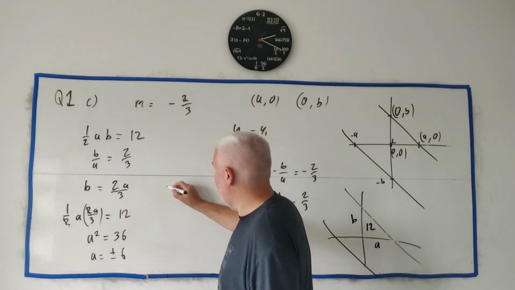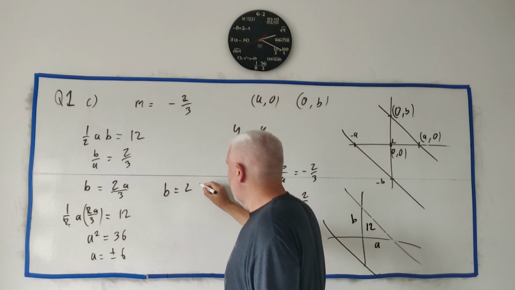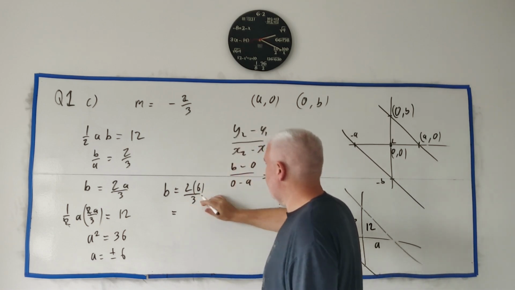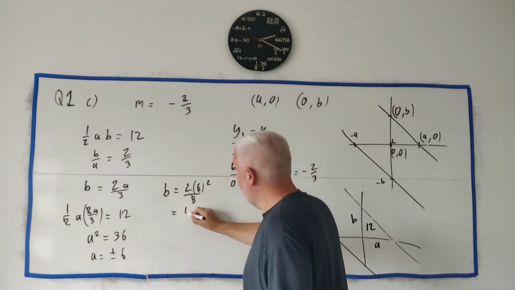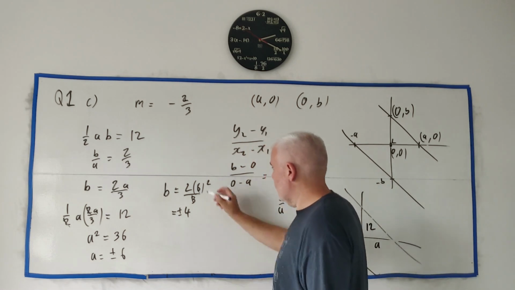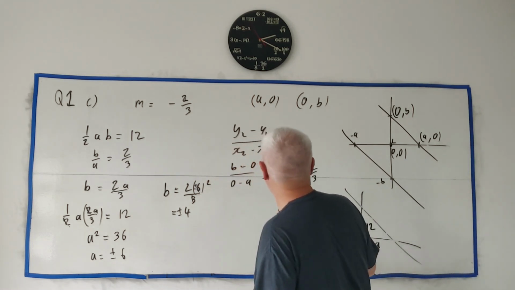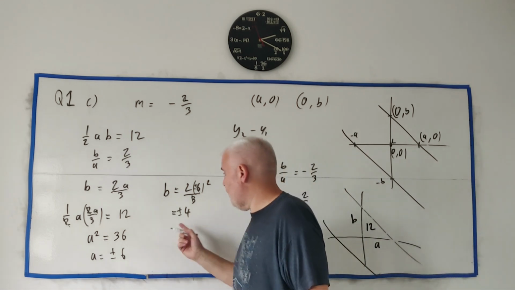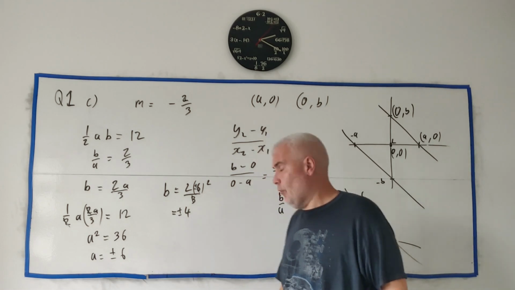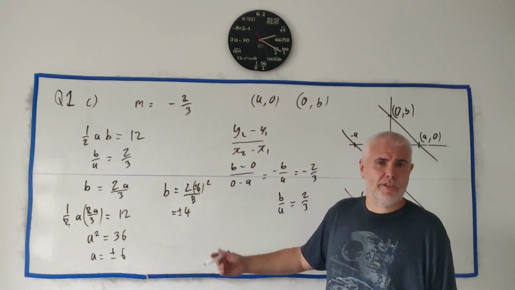What's b? Let's find out what b is. B is equal to 2 times 6 or minus 6, over 3. So we get, let's see, that goes in 2 times. We get 4. Or if we did it the other way, we'd get minus 4. Yeah, let's leave plus or minus in there. So the answers are a is 6 and b is 4, or a is minus 6 and b is minus 4. Now, sorry, in my notes I left my answer as that, which is wrong.